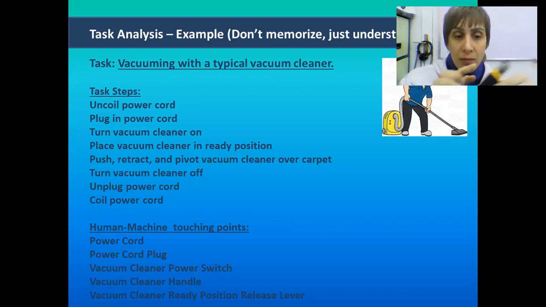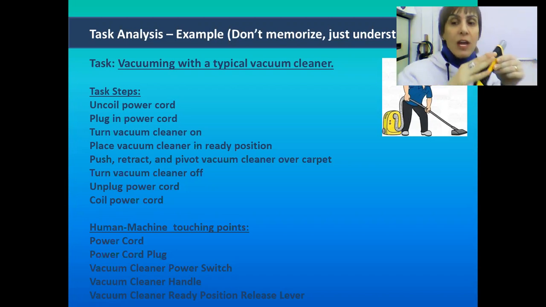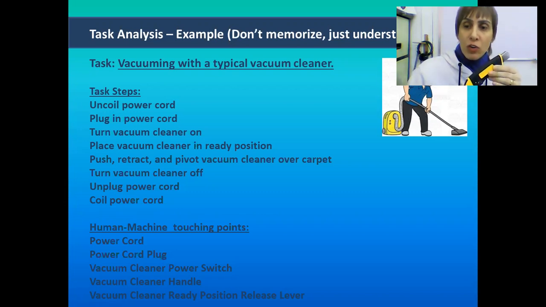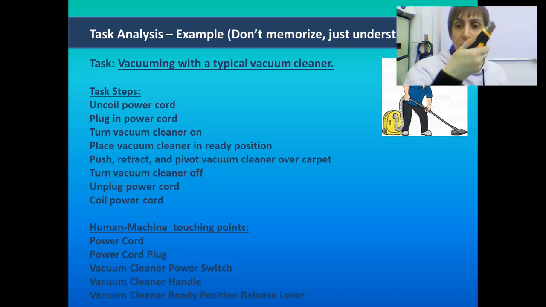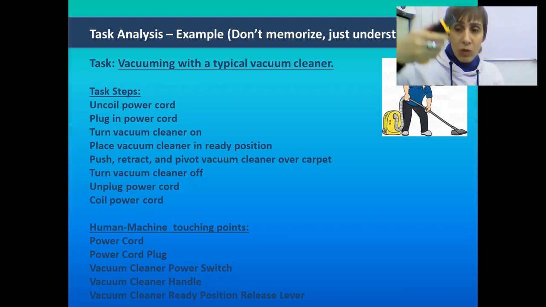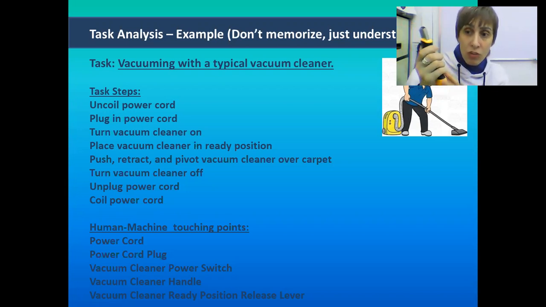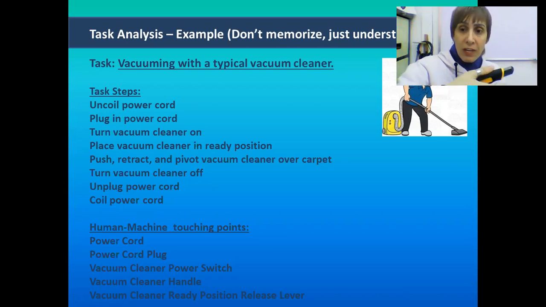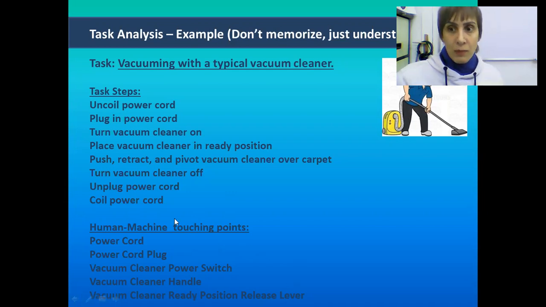You can mention the part of the product that the human comes in contact with and the body part that comes in contact with it. For example, my hand with the handle of this product. And you can even go into more detail saying which fingers come in contact with this and which fingers come in contact with this part. So it can be made much more detailed as a description. So identify all human-machine touching points, where they are and what they involve.